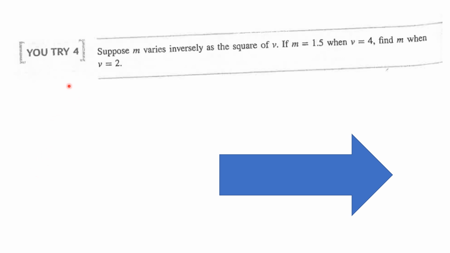Here's a you-try problem for you. Please pause the video after this, work it, and compare notes. Suppose m varies inversely as the square of v. If m equals 15 when v equals 4, find m when v equals 2. Note that this was m varies inversely as the square of v. That means m is equal to k over v squared. Pause the video and try to solve it.